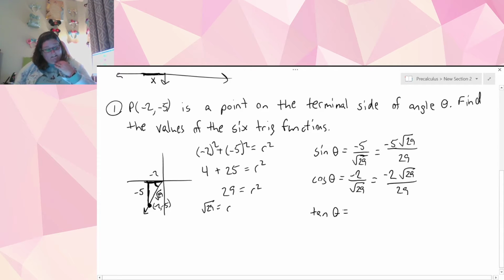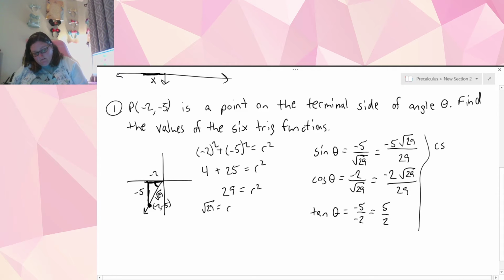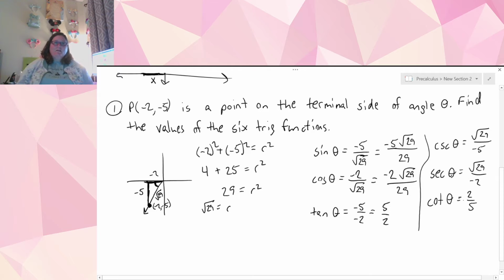And tangent of theta is opposite over adjacent, which is -5 over -2, which turns into +5 over 2, because a negative divided by a negative is a positive. So cosecant of theta is going to be the square root of 29 over -5. Secant of theta is going to be the square root of 29 over -2. And cotangent of theta is going to be +2 over 5. And those are the 6 trig functions of that point on that terminal side of that angle.